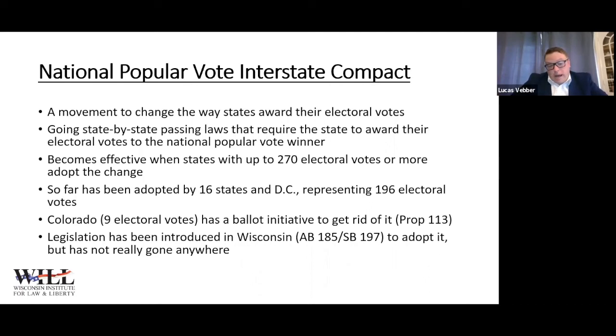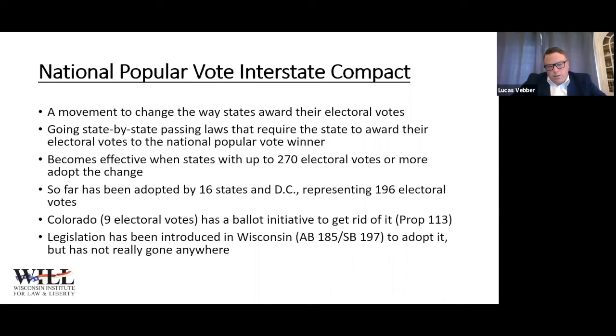So far, it has been adopted by 16 states and the District of Columbia, representing 196 electoral votes. So there's 74 votes short of what they need right now to enact this. Colorado, which has 9 electoral votes, has a ballot initiative right now to get rid of the National Popular Vote Interstate Compact. That'll be on the ballot next week in Colorado. Legislation was introduced in Wisconsin to adopt it, but it hasn't really gone anywhere.